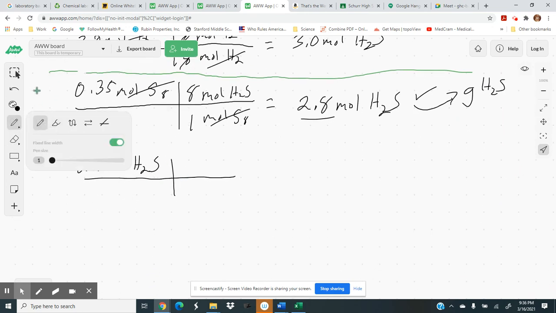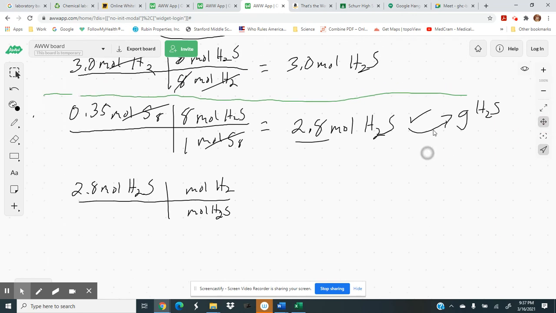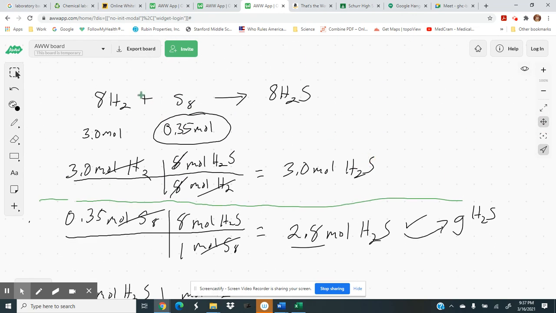All right, so once again, I use my coefficients, moles of H2S, and this is the moles of H2. Now we're looking for moles of H2. We were given 3 moles of H2, but that's not how much reacted. H2 is in excess. We want to see how much reacted. So 2.8 moles of H2S. If you look at the coefficients once again, H2's coefficient is 8. H2S's coefficient is also 8.